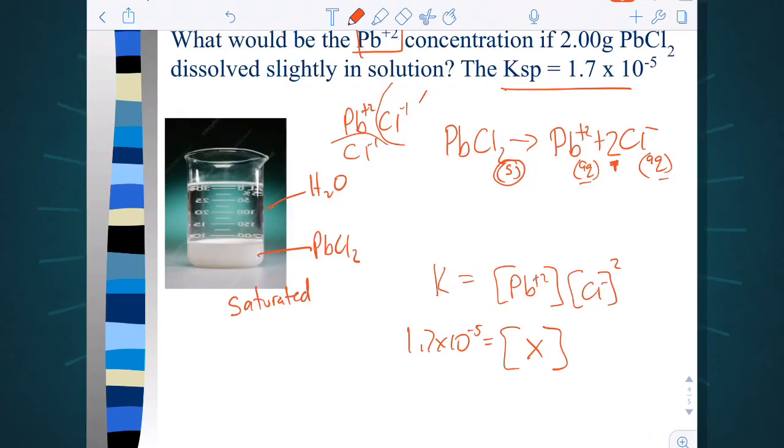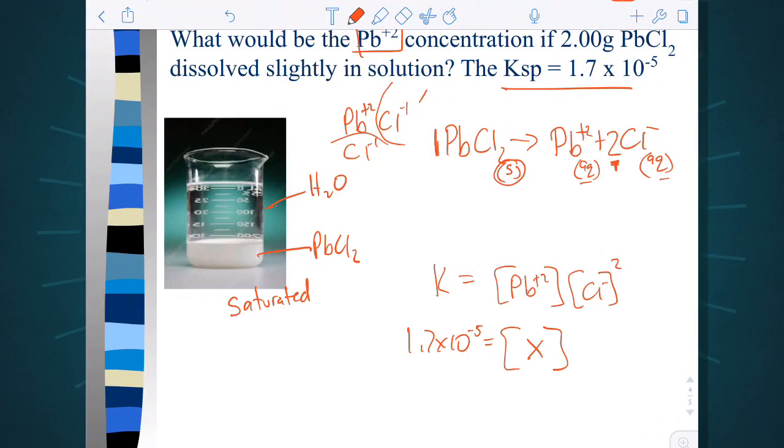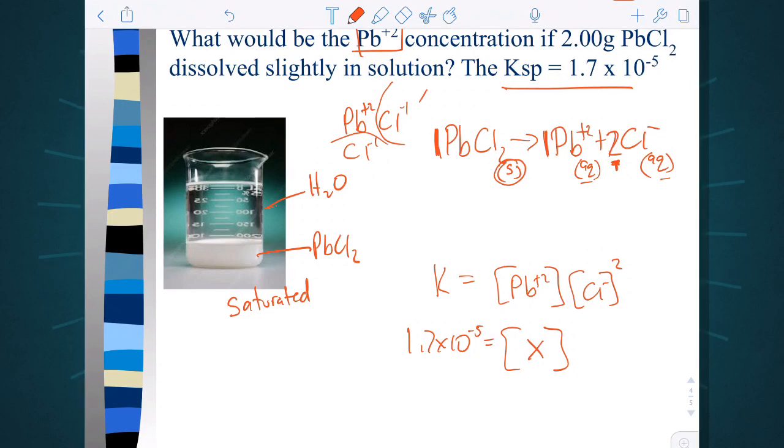Well, shoot, we have a problem here. We don't know chlorine either. How do you solve this equation when you're missing 2 variables? Well, let's think about this for a second. If I have one of these lead chlorides and it dissolves, what's it going to give me? It's going to give me 1 lead for every 2 Cls.